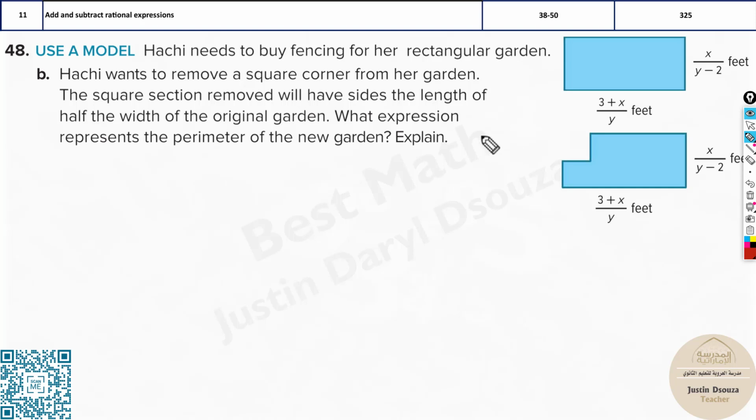Now here in part B, they have told that Hachi wants to remove a square corner from a garden. So what is going to happen if this part is removed, right? There'll be some part removed and we have to find the perimeter. Okay, the same thing, it's just that we have to change the sides. But here there's another important thing. This part which is removed, look over here, is half the width of the original side. So this is basically half of this part and this is half of this.